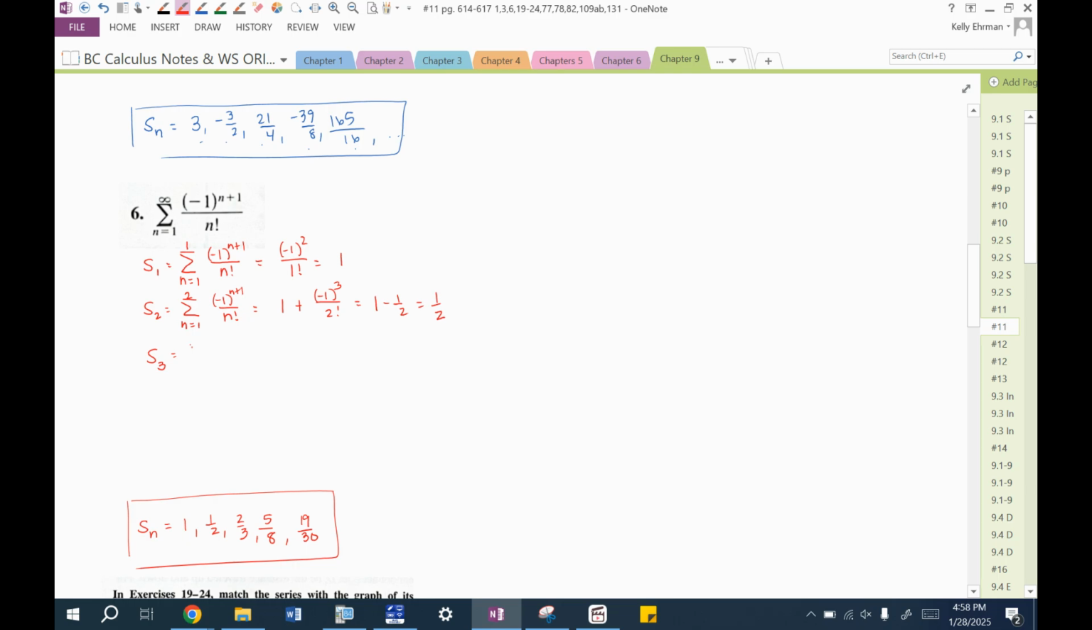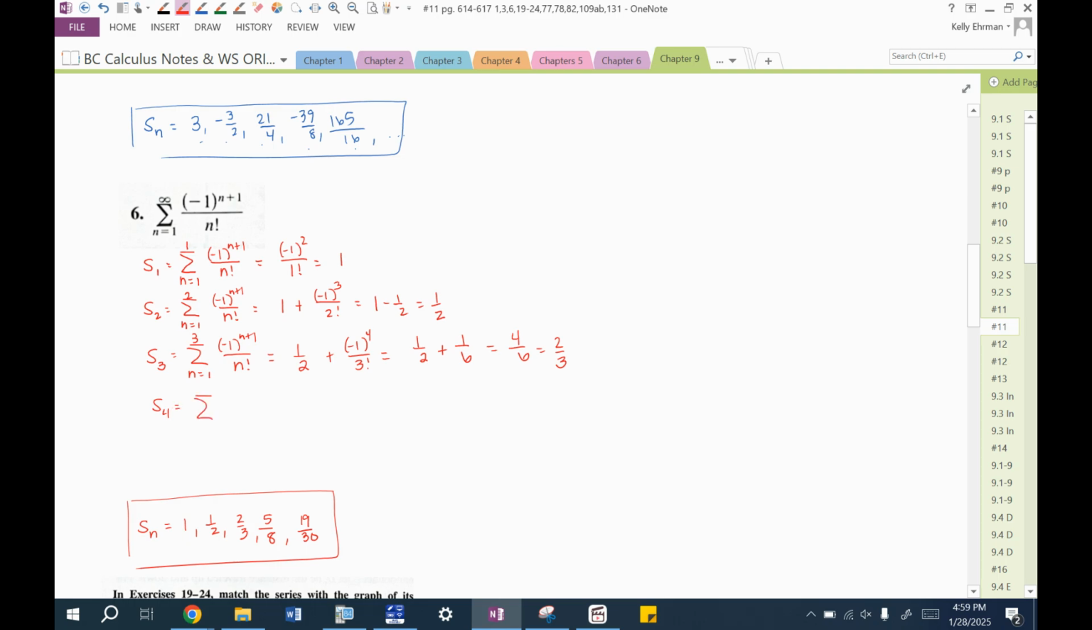The third partial sum would be the sum from 1 to 3 of this sequence. We already added up the first two terms and got 1/2. So just do the third term here, plus negative 1 to the fourth over 3 factorial. So that's 1/2 plus 1/6. 3 over 6 plus 1 over 6 is 4 over 6, which is 2/3.